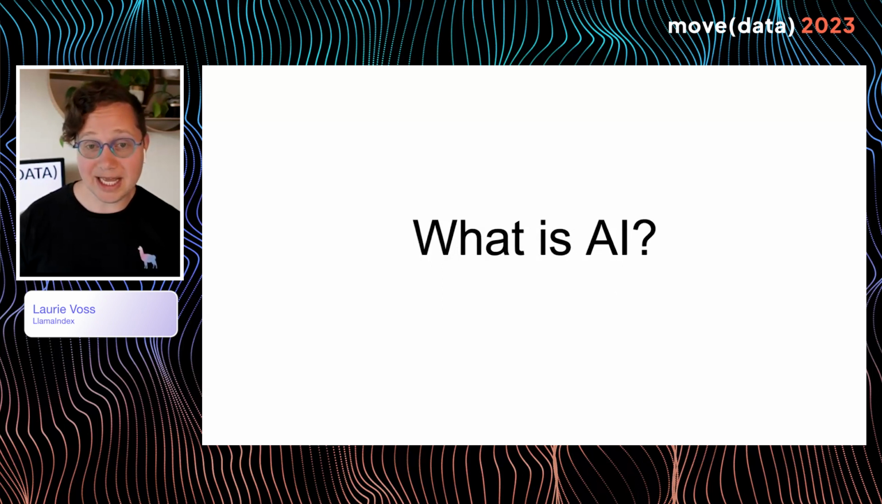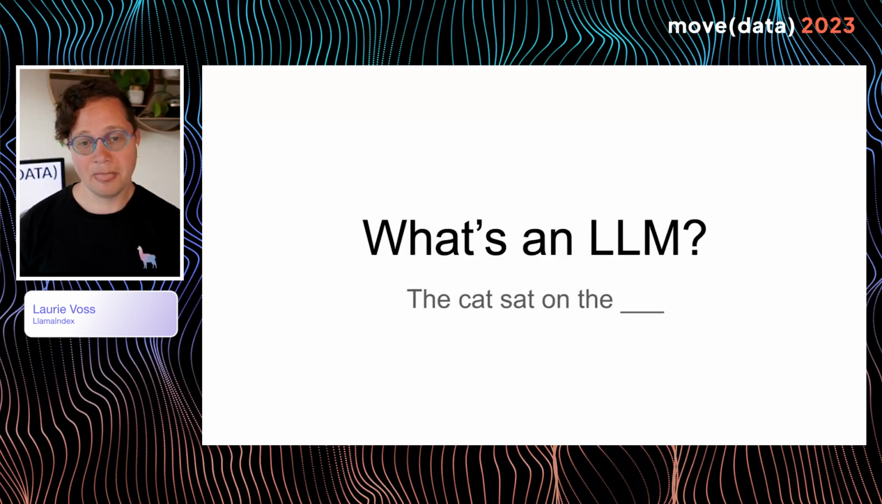First, what is AI? It's a big field and it means a lot of things to different people. But the thing that most people are excited about right now is a thing called large language models, or LLMs. You've probably heard of ChatGPT. ChatGPT is an LLM. Think of the phrase, the cat sat on the. You can probably complete this sentence. That's what an LLM is. It takes a sentence and it completes it. If you give it a question, it answers the question, because an answer is usually what comes after a question.